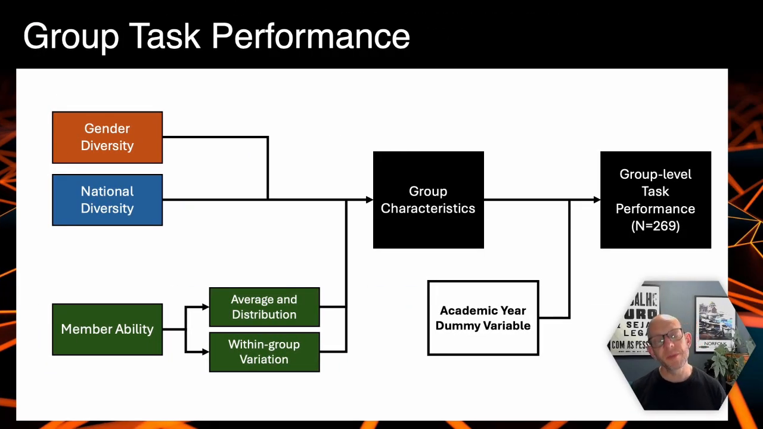So to address our first research question, thinking about group composition and group task performance, we aggregate all of this individual information on gender, nationality, and ability to create information on each group. And we use these group characteristics to look at the association between these characteristics and the group performance in assessments, with the addition of a simple dummy variable for the academic year.